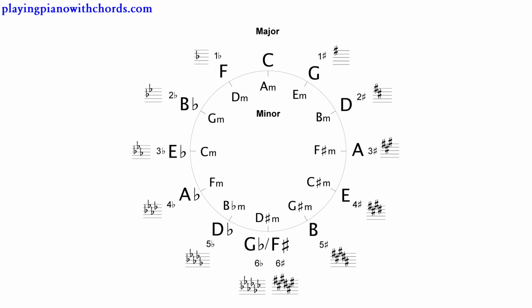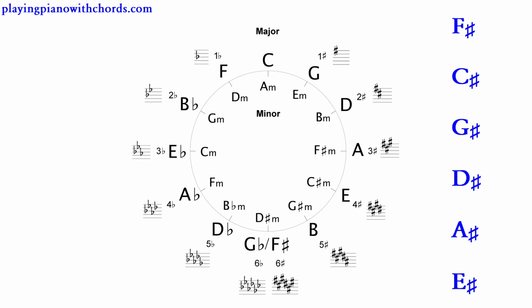If you start at 12 o'clock again with C major or A minor, and you move down clockwise in the right direction, you have the same thing going on for sharps. So the number of sharps increases the more you move down. Here are the sharps in order of appearance.